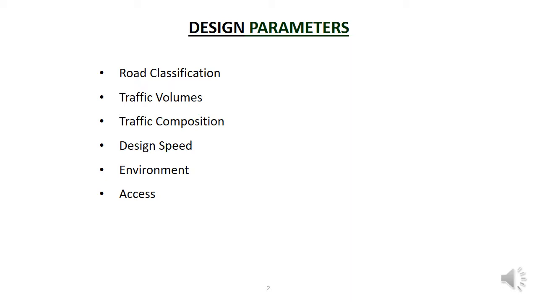The number of heavy vehicles influences how strong the pavement needs to be, and the number of bicycles that would use the road can influence whether you have a separate bike lane or not. Let's look at these parameters in a bit more detail.